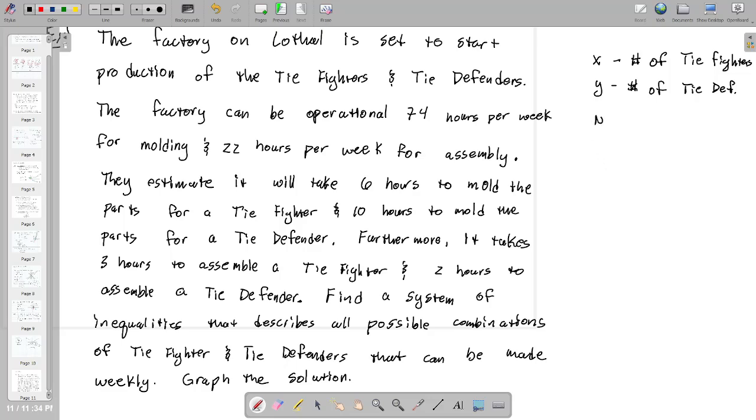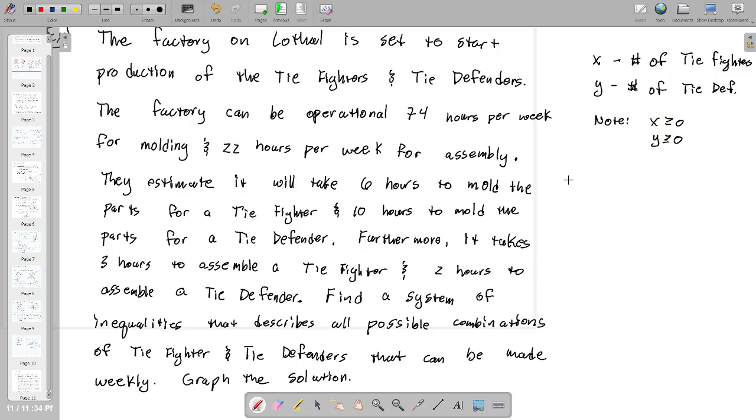Now I want to make a note here. We can't make a negative TIE Defender and we can't make a negative TIE Fighter. So we know already that x is greater than or equal to 0 and y is greater than or equal to 0. This is generally understood, but a lot of times students sort of omit it. So you don't want to omit this.